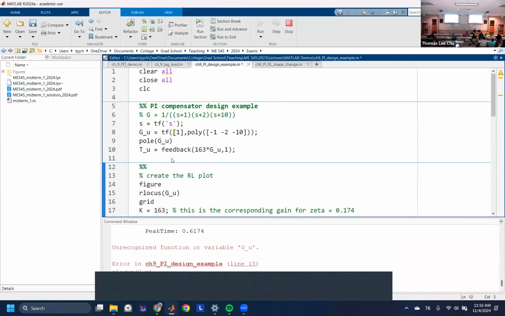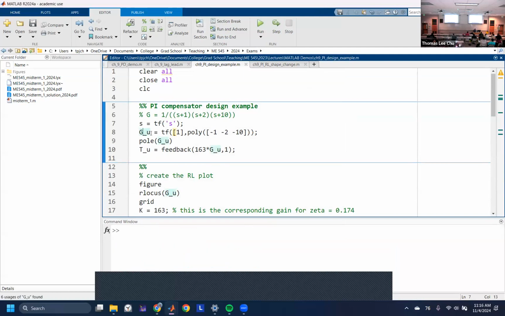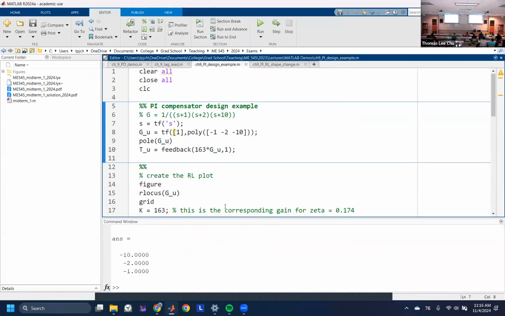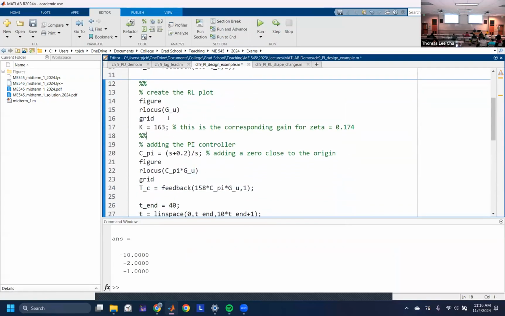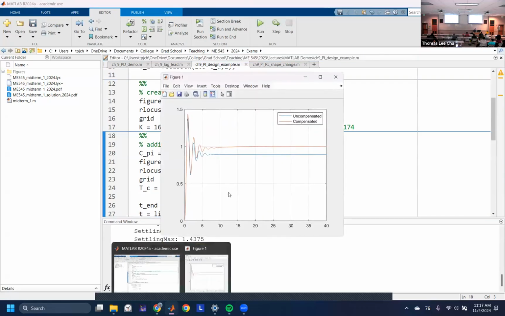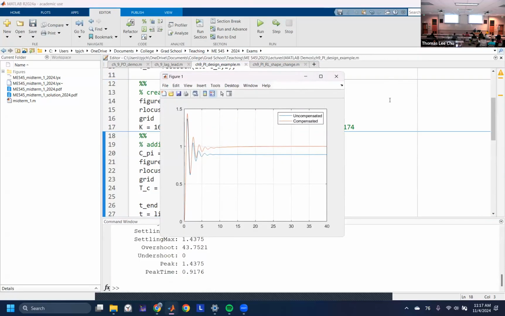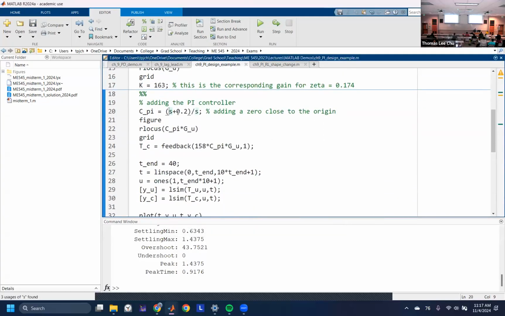First we just check our uncompensated system. Oh man, I did not define things properly. Unrecognized function GU. Let's clear that. Okay, run the section. All right. And we found that 163 was the value using our root locus. So I found it in that step. I had to run it and place the root locus. And I added a zero at minus 0.2 and a pole at the origin.